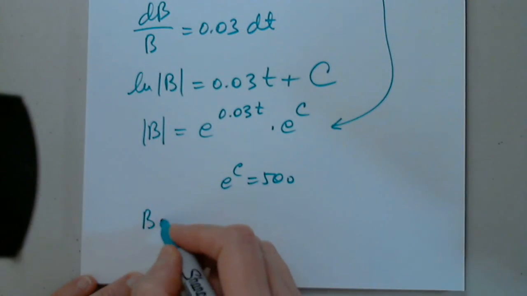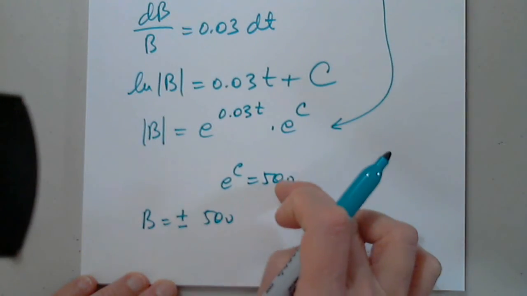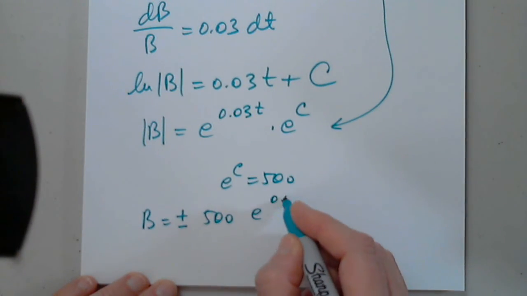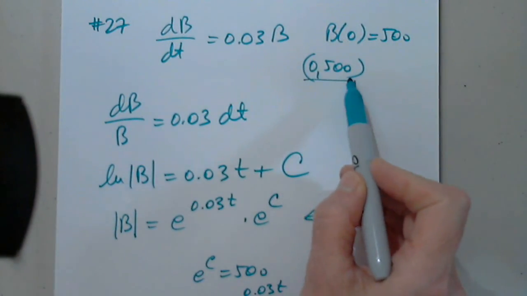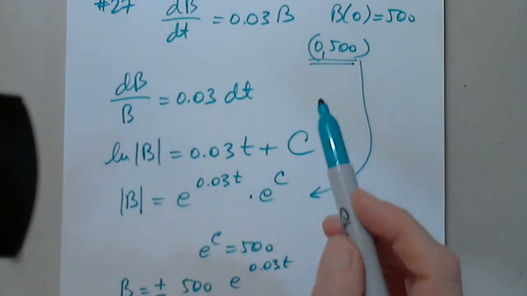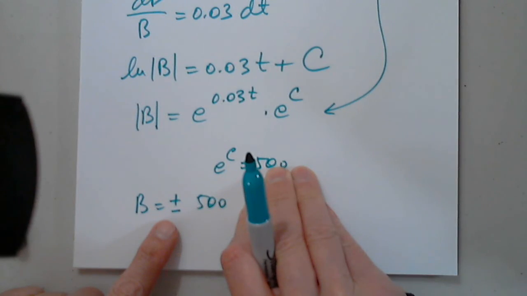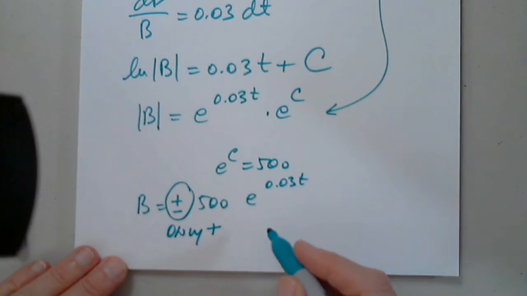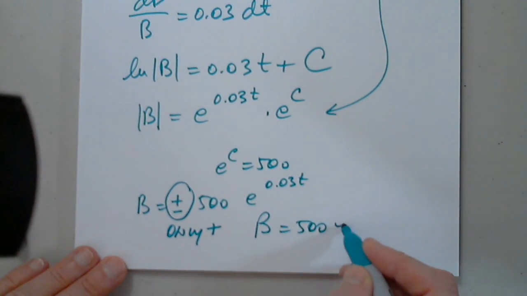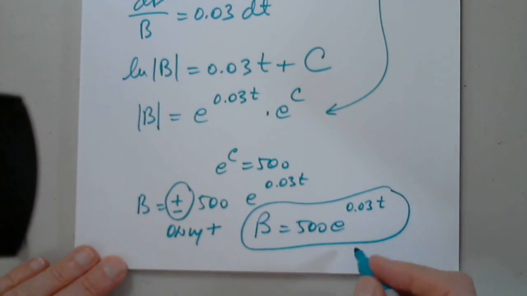I should write that b equals plus or minus 500 e to 0.03t. Why will I not write plus or minus? It's legitimate, but it says when t is 0, I get 500, but I would get plus or minus, which means only plus. So b equals 500 e to 0.03t. And we have to check.